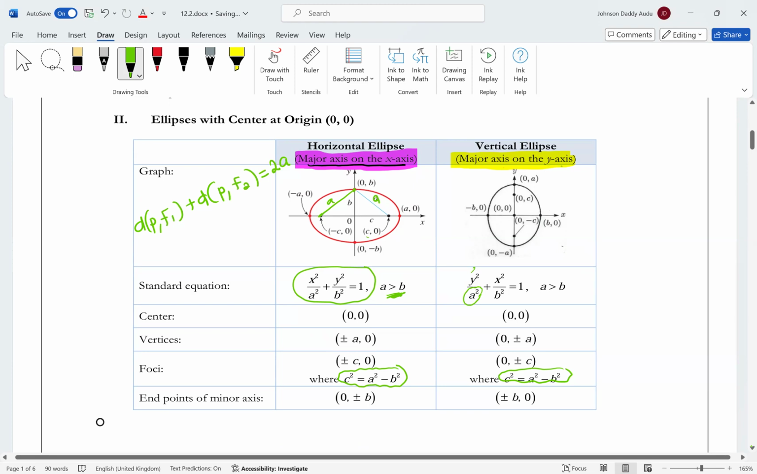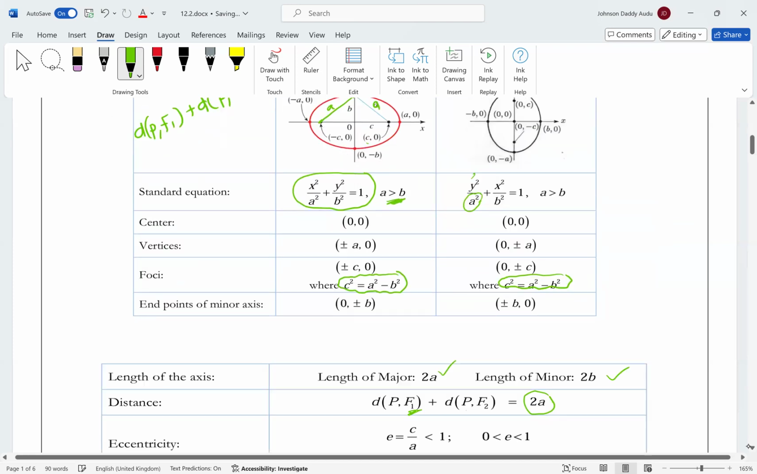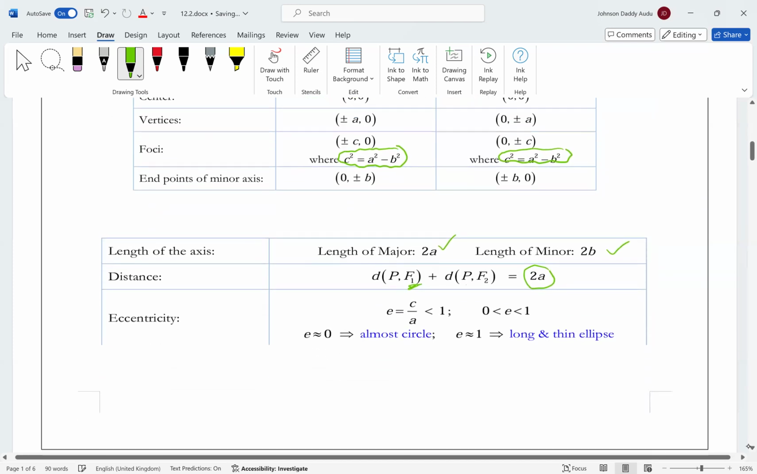Remember, for a parabola, we say the distance from any point to the focus plus the distance from any point to the directrix, and we say the distances are always the same. This is in the case of a parabola. But in the case of an ellipse, the distance is always twice a. And in the case of an ellipse, we don't have a directrix, so don't mix it up.